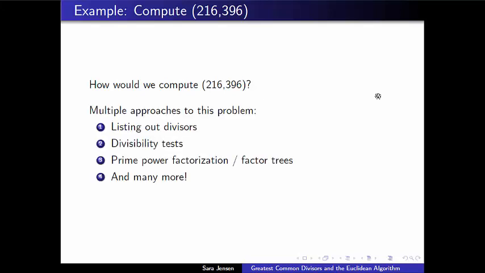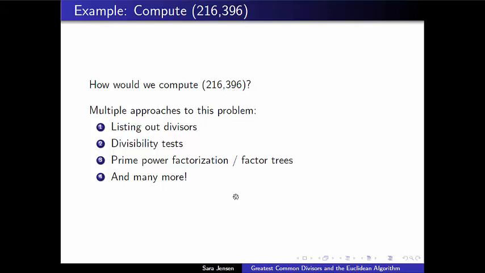Well, there might be lots of different ways. Whatever you might have been thinking of, it probably could have been done. But some things that I've heard frequently, as I've discussed greatest common divisors, is maybe we list out the divisors of all the numbers. Sit down, look at 216, list out the divisors. List out the divisors of 396, and then compare those lists.